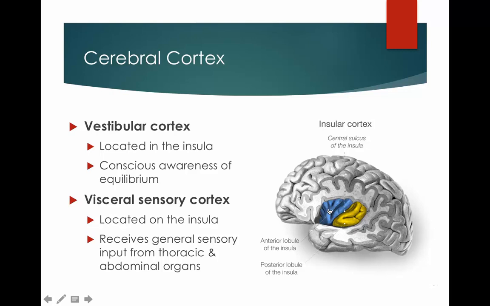Then we think about the visceral sensory cortex, which is on the cortical tissue here of the posterior lobule, and that's going to make us aware of general senses that are inputs traveling from the thoracic and abdominal organs. So we think again about what might be happening in those organs as far as stretch or chemical change. That's all we're able to appreciate when we receive that information at the visceral sensory cortex in the insula.